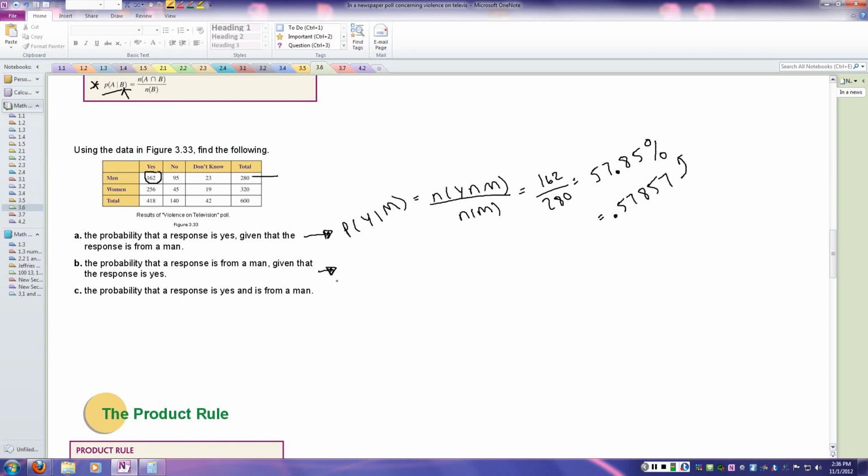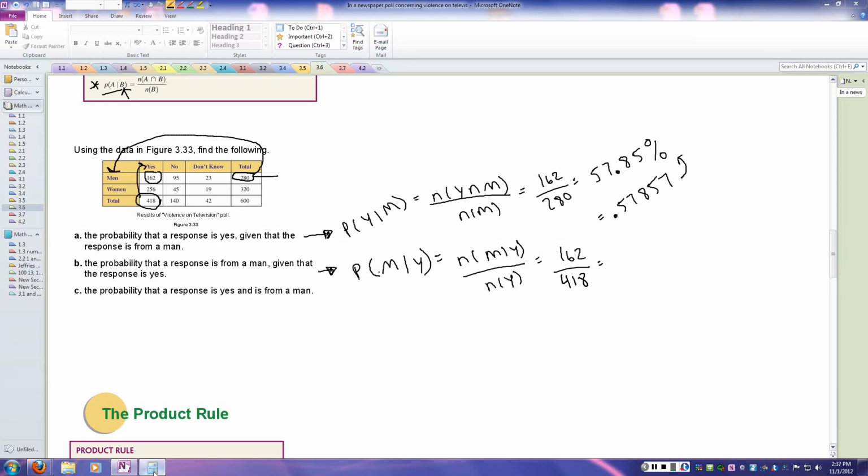Find the probability the response is from a man given the response is yes. This is similar, but you have to be careful. Probability the response is from a man given the person said yes. So this is going to be the number of men that said yes over the total amount of yeses. The number of men that said yes is the same as the number of people that say yes that are men, 162. But this time I want to know the total number of yeses. This is the total number of people that said yes, not the total number of men. Keep that in mind. So this is going to be 418.